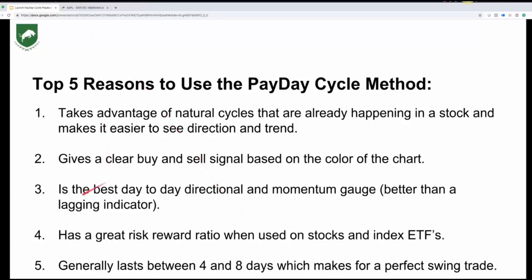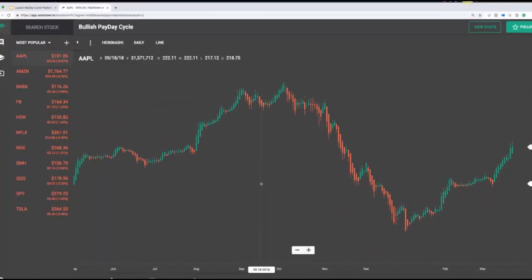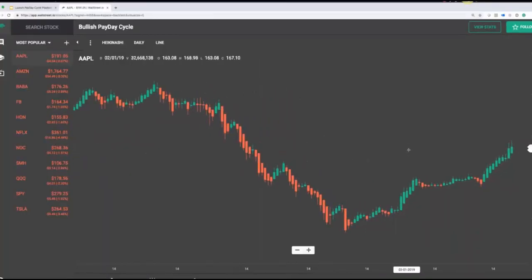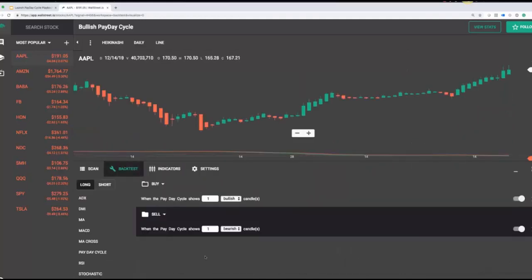I want to focus really quickly on number 4 and number 5, around risk-reward and the duration of the trade. If we want to backtest Apple trading this strategy, which is essentially buying at the close of the first green and selling at the close of the first red, it's very simple. I could just click on backtest. I've already got it in there, but let me plug it in for you.